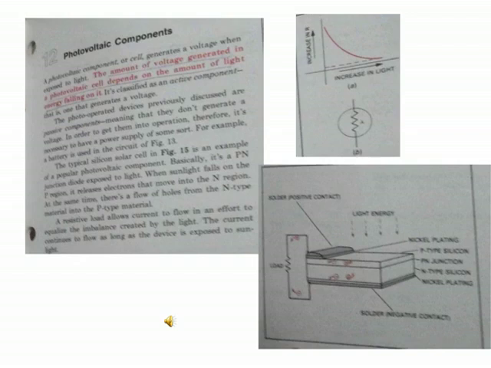The P-N channel and N channel are connected, as shown in the diagram. When light falls onto the photo cell, an electrical photo voltage is produced. In the first diagram, the graph shows the amount of light and the voltage. When the amount of light falling onto the photo cell increases, the voltage increases. The amount of voltage generated in the photo cell depends on the amount of light energy falling on it. This is the operating principle of the photo cell.